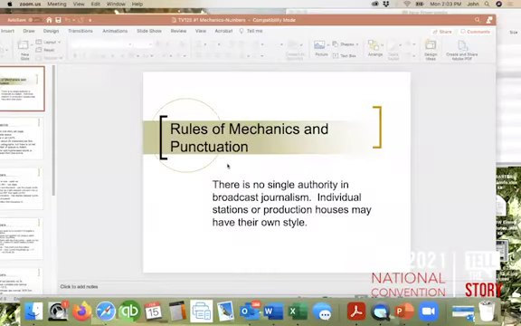So we have certain mechanics, things that we do to write our scripts, obviously, to make it easier to read. There's no single authority to do it. Different stations do it different ways. Some have different formats, etc., whatnot. But this is just to help give you the basics on how to make it easier for people to read.